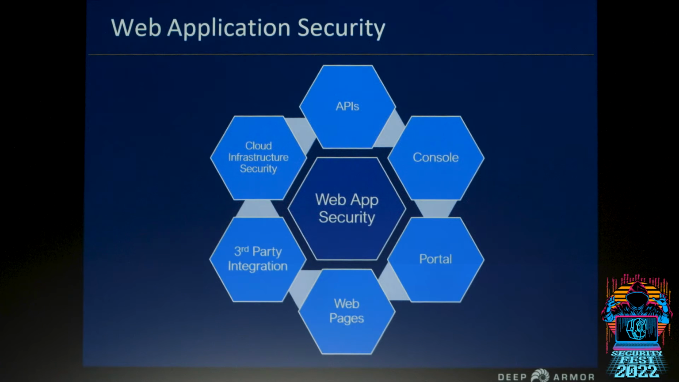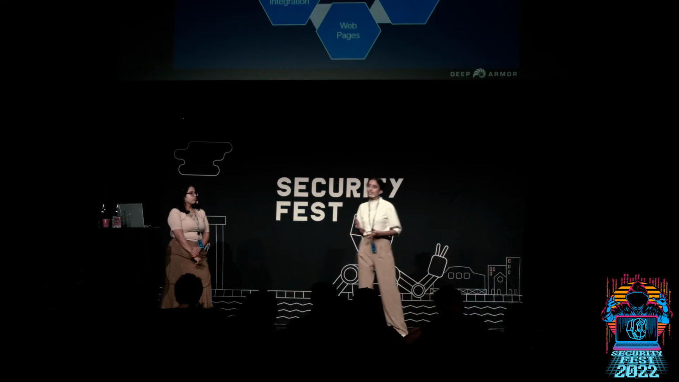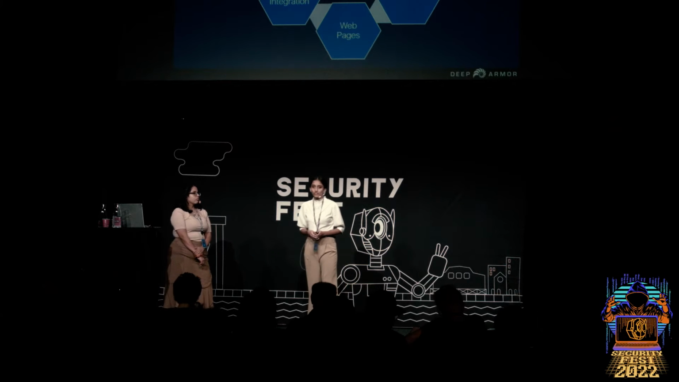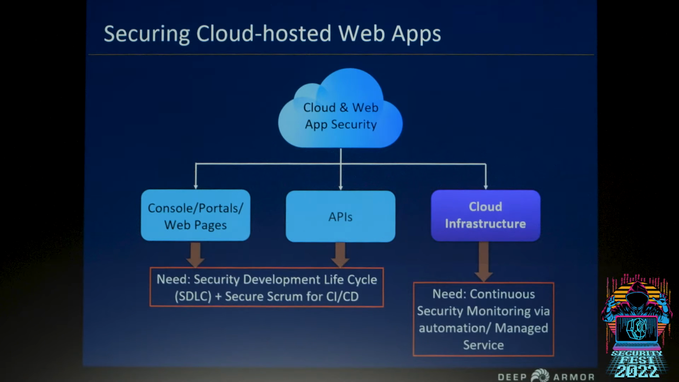So we all know that web application security is the center for any web-based organization. That means you need to secure your web application by securing your APIs, portals, consoles, the cloud infrastructure, and many more. So all of these can be majorly divided into three sections. One, the console, portals, web pages. The second is the APIs, and the third being the cloud infrastructure.